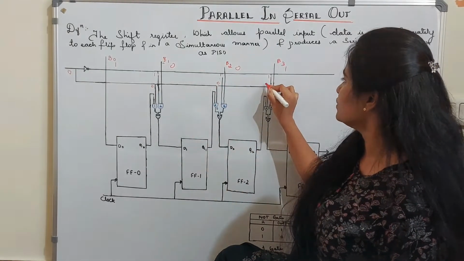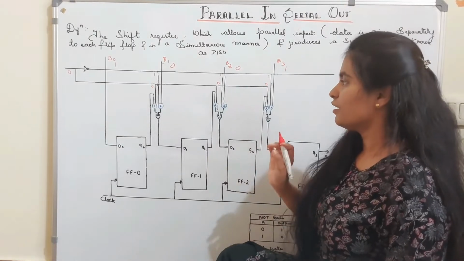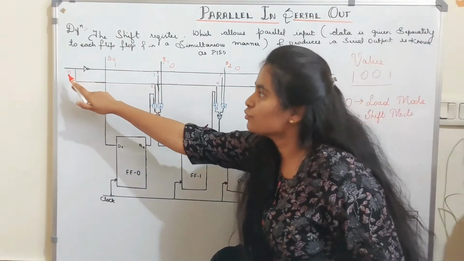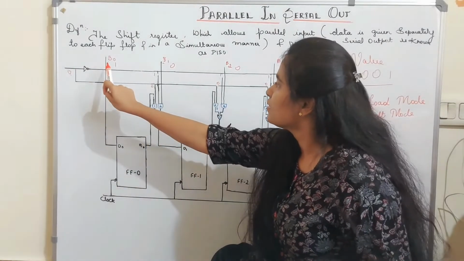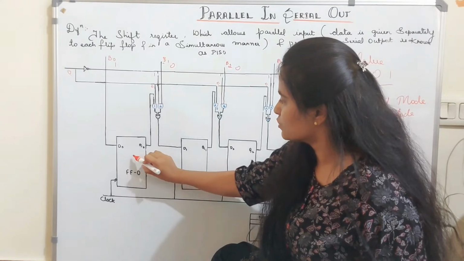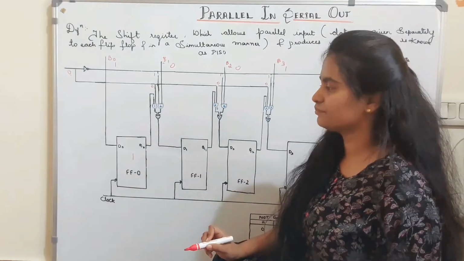Without inverting, the value is 0. Okay. Now, in the load mode. Now it is in the load mode as it is 0. When I give the value, it is directly loaded up over here. So the first flip-flop value is 1.